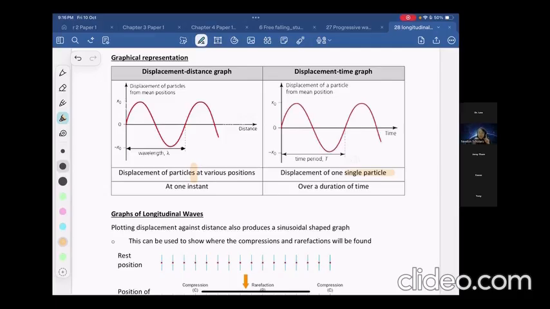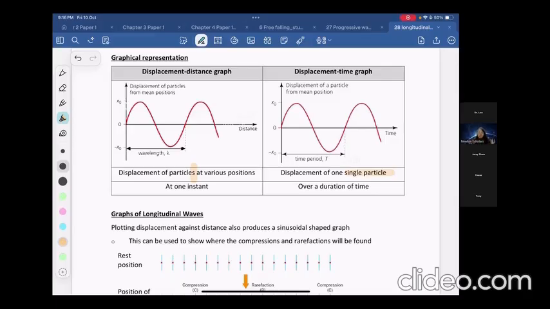So you get the idea? Were you able to get the idea? Okay, a displacement-distance graph observes a lot of particles and their current positions. A displacement-time graph observes one only, and then I record how its position changes from time to time, from 0. Wait, can you repeat it? Okay, Prasan asked me to repeat.